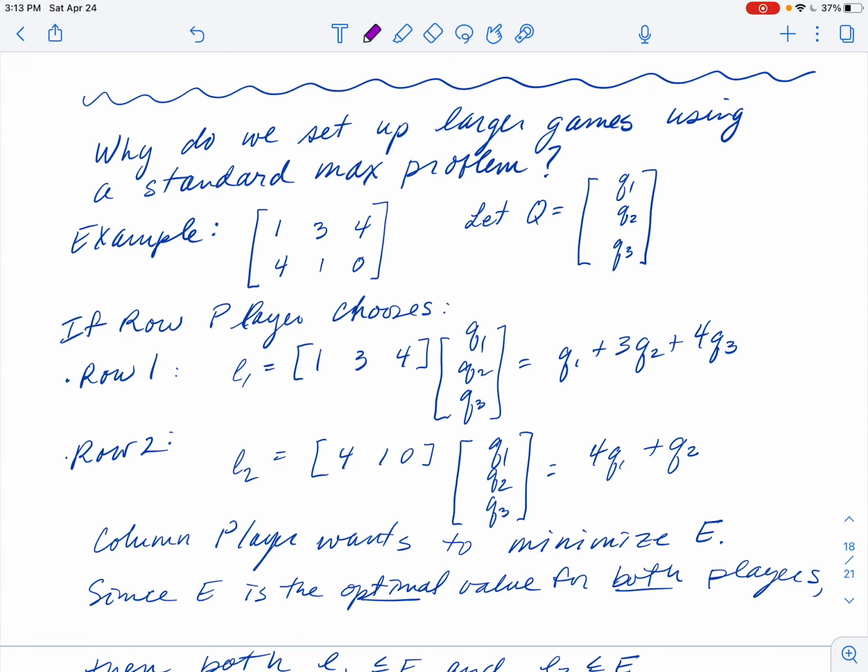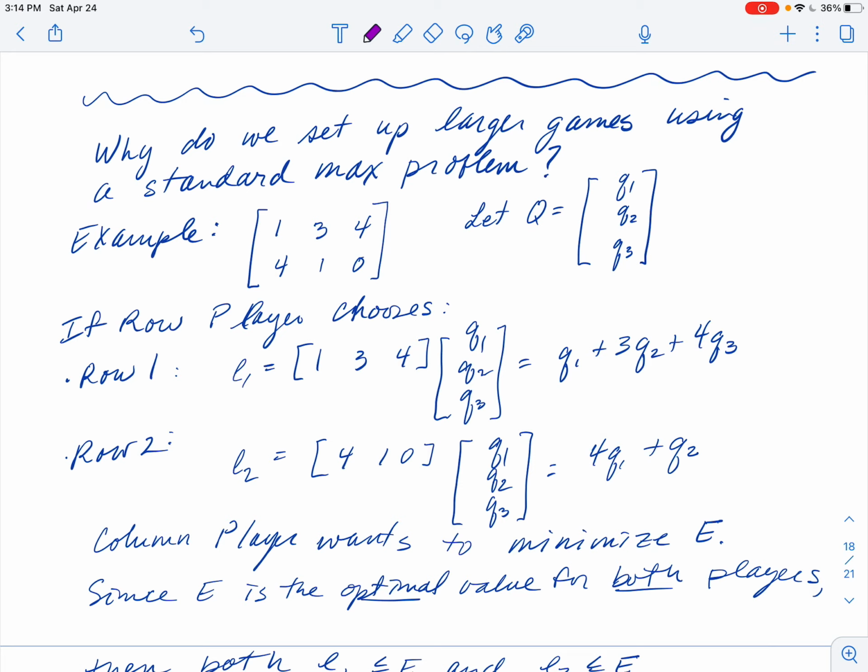All right, so let's now take a look at a video that talks about why we set up larger games using a standard max problem. Again, we're trying to find the optimal mixed strategies and the optimal value of the game for a larger game that's not strictly determined, and it's bigger than 2 by 2.